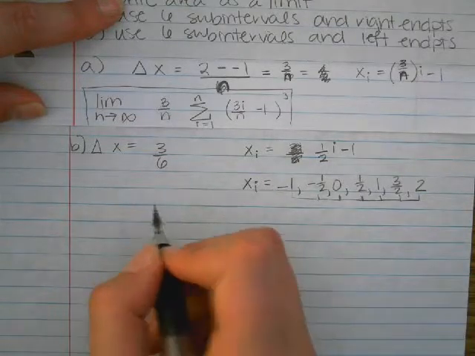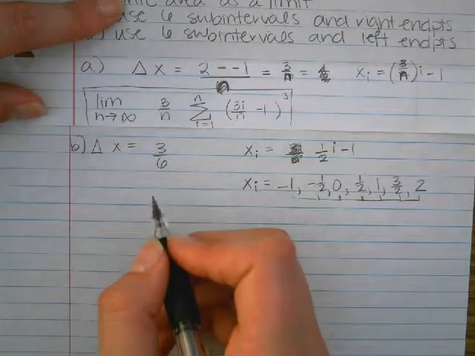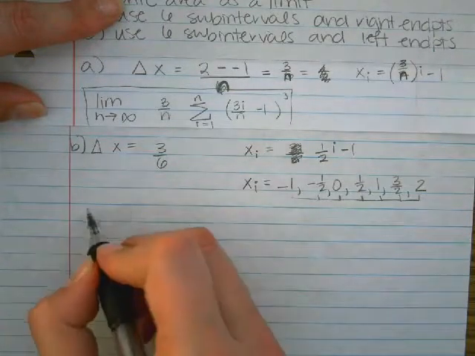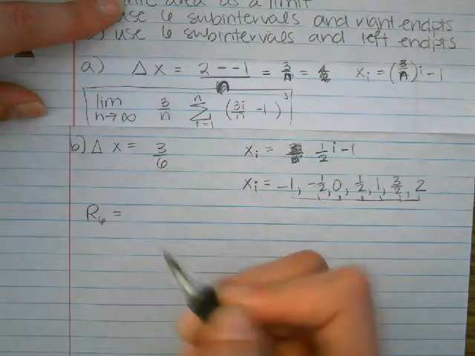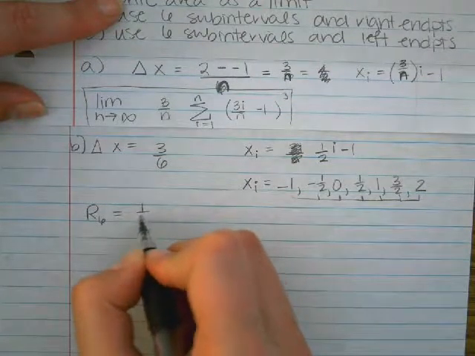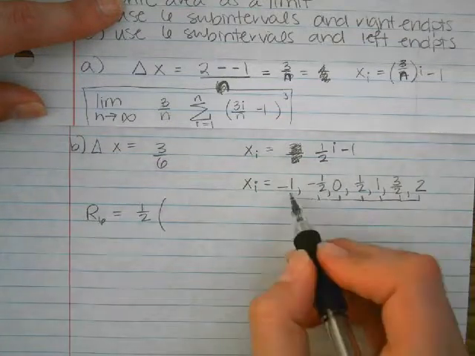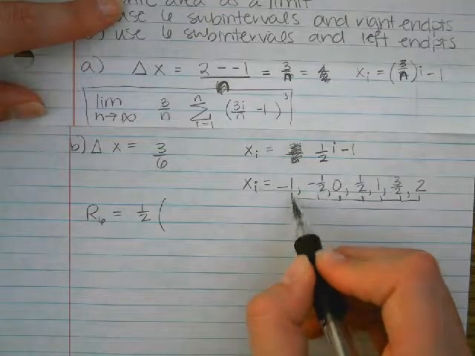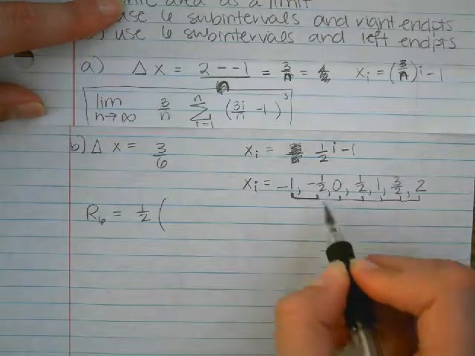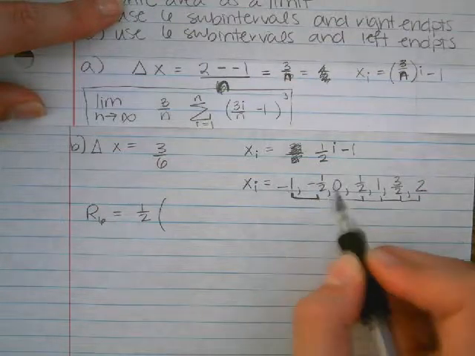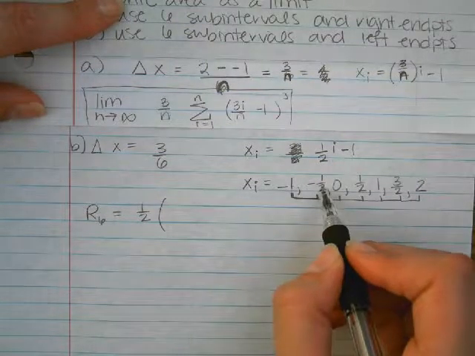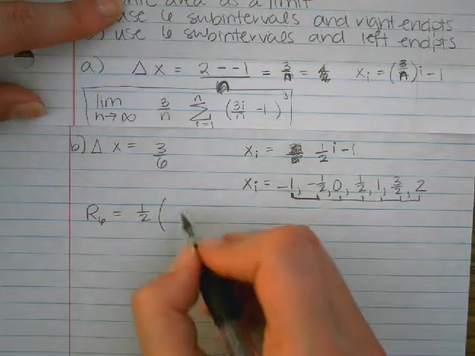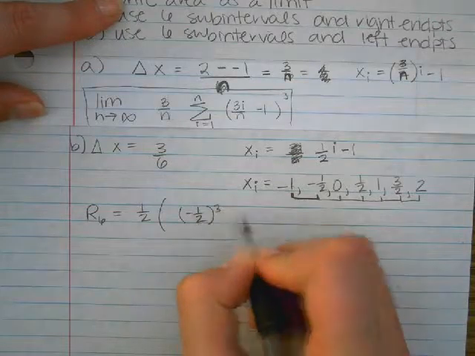All right. So how wide is each of our rectangles? 1/2. And we're doing the right endpoints first. So I'm going to say the right endpoints using 6 rectangles. My rectangle is 1/2 of a unit wide. If we are using the right endpoints and my rectangle goes from -1 to -1/2, and I want the height based off of the right endpoint, then which of these two numbers am I going to plug in? The one on the right, right? So I'm going to plug -1/2 into the function. So I'm going to say -1/2 to the third.